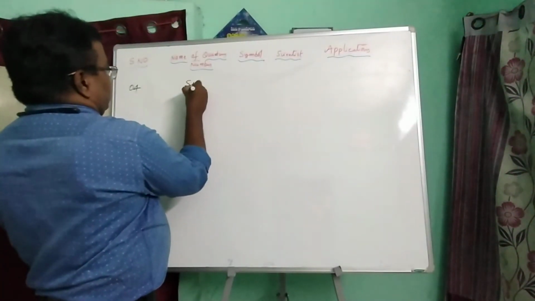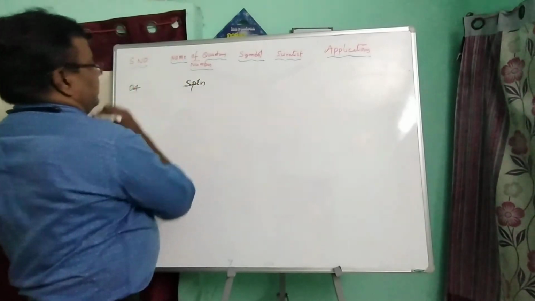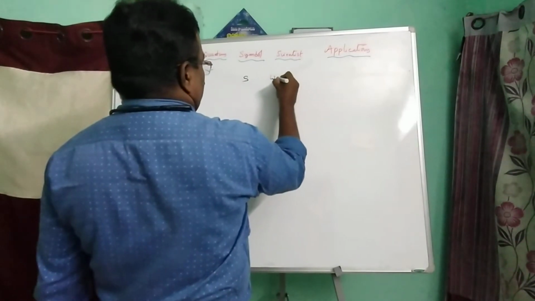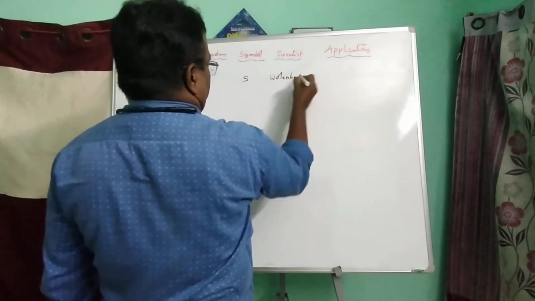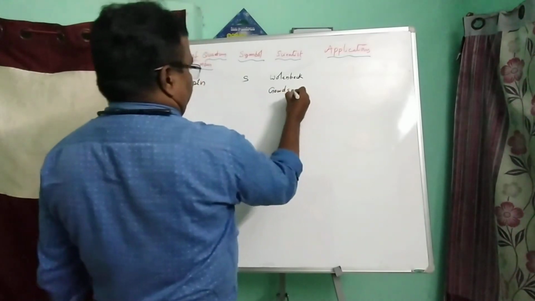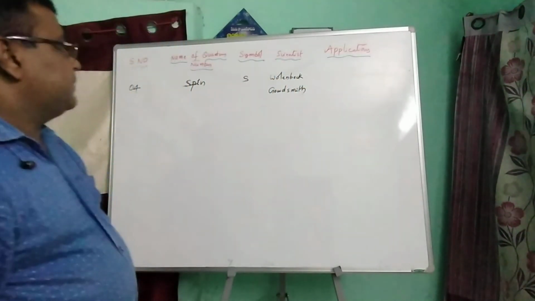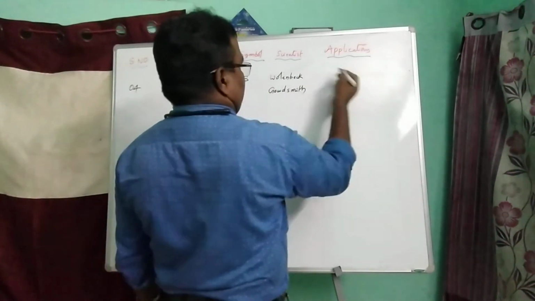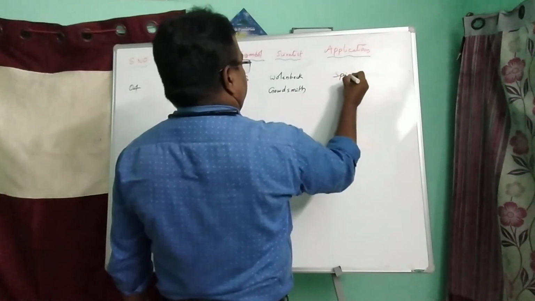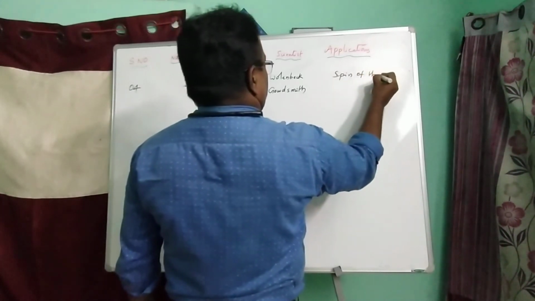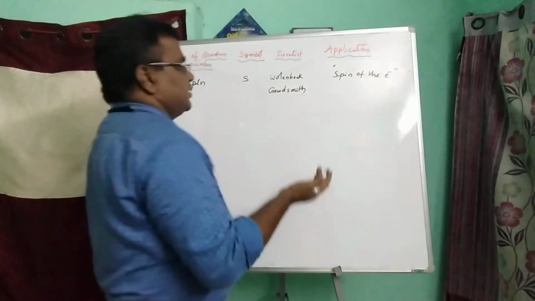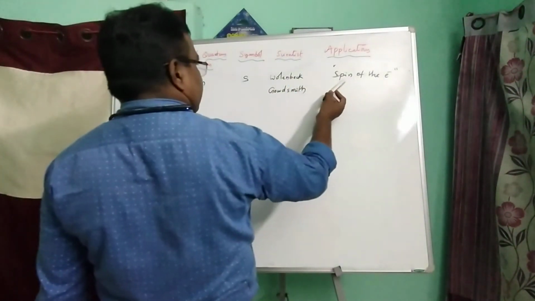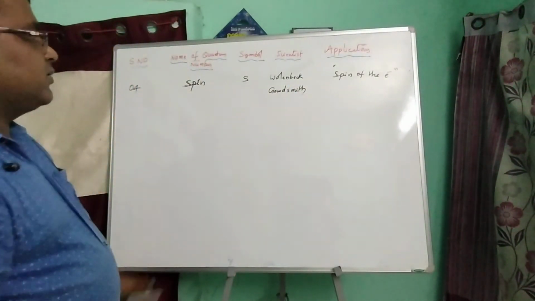Next, the last one is spin quantum number. Symbol is S. Two scientists proposed this: Uhlenbeck and Goldsmith. What are the uses of spin quantum number? It represents the spin of the electron. So the simple definition: the quantum number which represents the spin of the electron is known as spin quantum number.